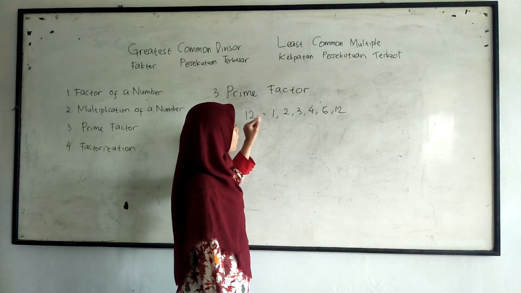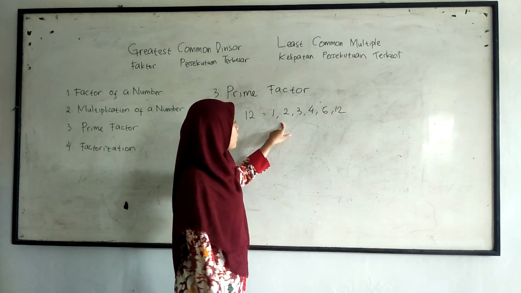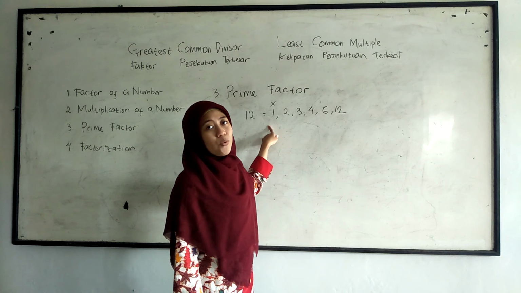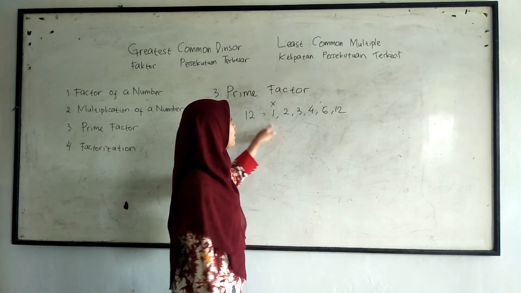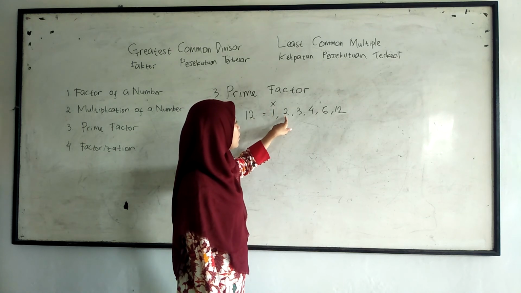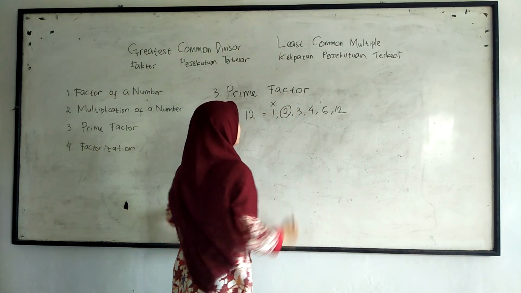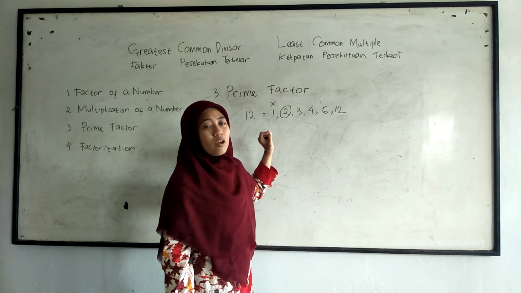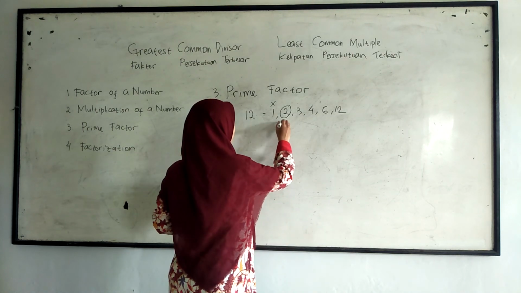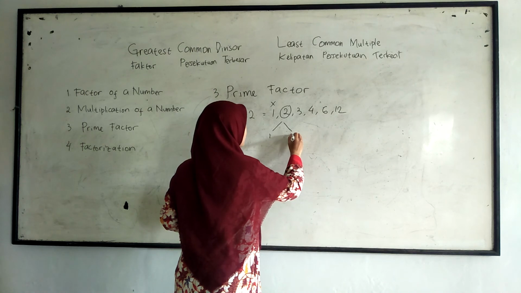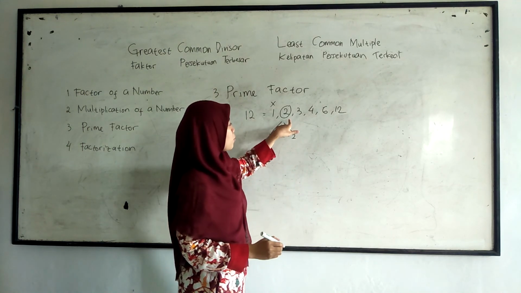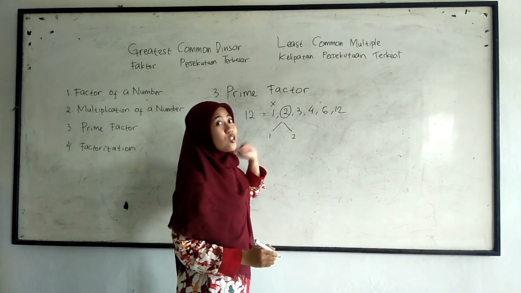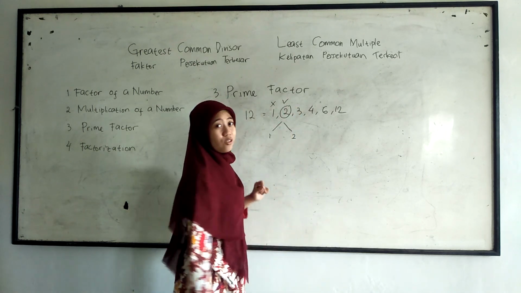Okay, let's start with 1. Is 1 a prime factor? No, because it can only be divided by 1. So it is not a prime factor. And then we can eliminate it. So let's go to the 2. Is 2 a prime factor? Prime number is a number that only can be divided by 1 and its own self. Because the number is 2, its own self is 2. 2 can only be divided by 1 and 2. So it is right that 2 is a prime factor.